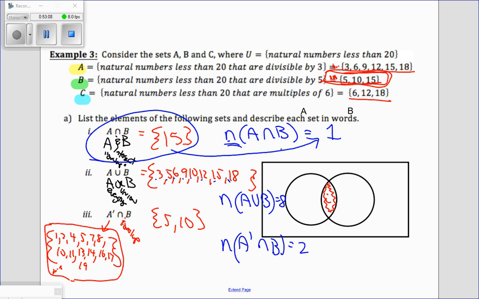Now, if you were to draw the Venn diagram, if this is A and this is B, you'd start off with the overlap. We already know the overlap is 15. Then this would just be number 5, number 10. This would be 3, 6, 9, 12, 18. That's how it would look because 15 is in the overlap. This is just the things that are in A, and this is just the things that are in B.